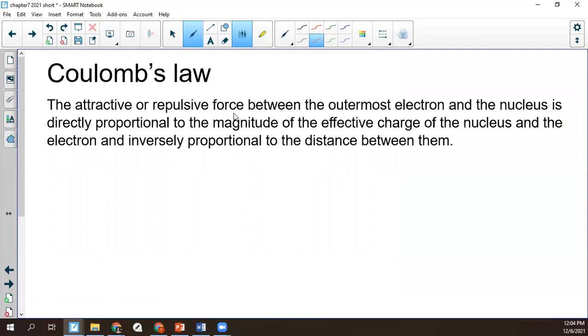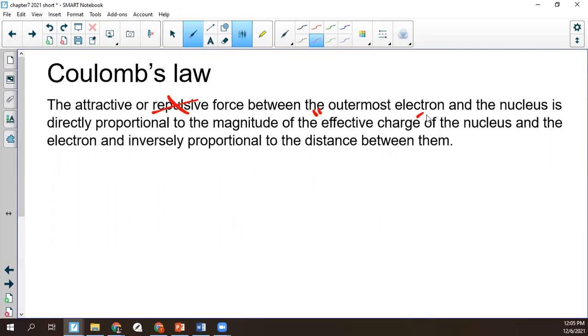All right, so we went straight to Coulombs Law, which we already went over, but it's pretty important to understand so you understand how things change on the periodic table. So Coulombs Law is the attractive or repulsive force between the, oh, I edited this. There's no repulsion. It would be the repulsive force between 2 electrons, which we'll talk about too. Between the outermost electrons and the nucleus, it is directly proportional to the magnitude of the effective charge of the nucleus and the electron, and inversely proportional to the distance between them.